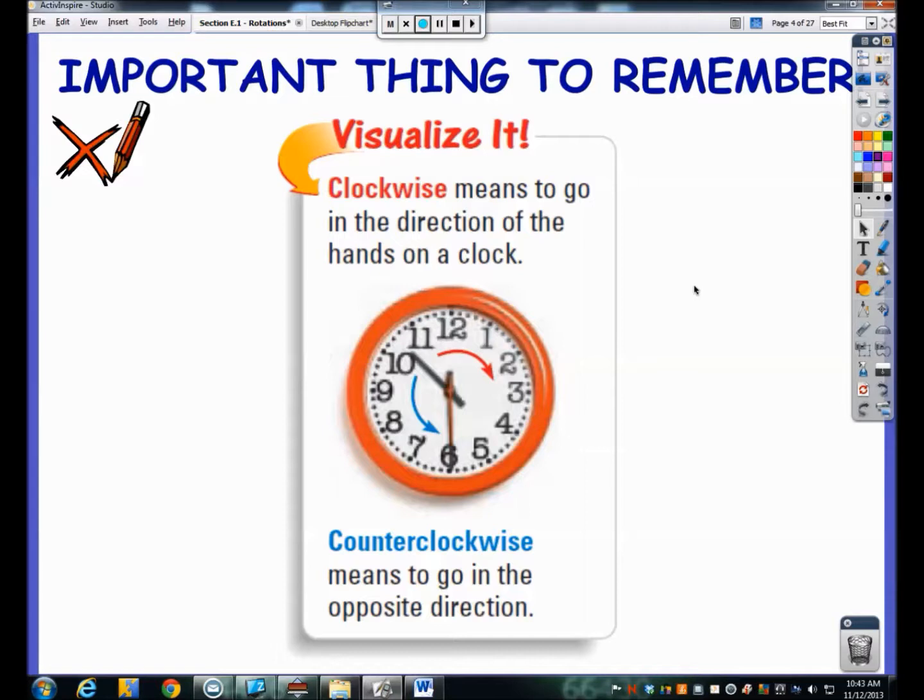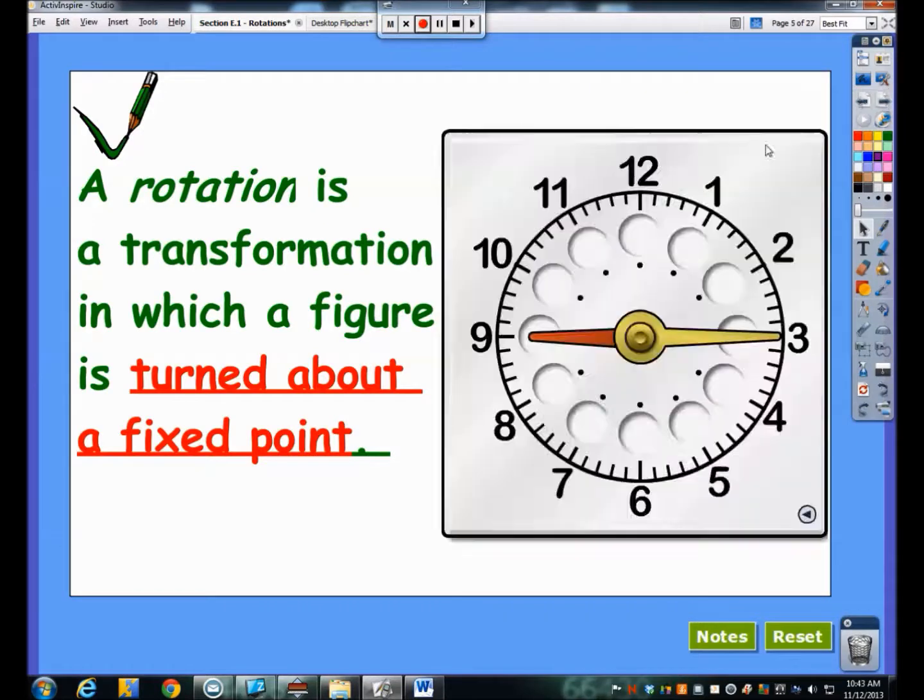Now, clockwise versus counterclockwise are two different directions that we may rotate. Remember, for clockwise, think of a clock. The hands go round this way. Counterclockwise is to go the opposite direction.